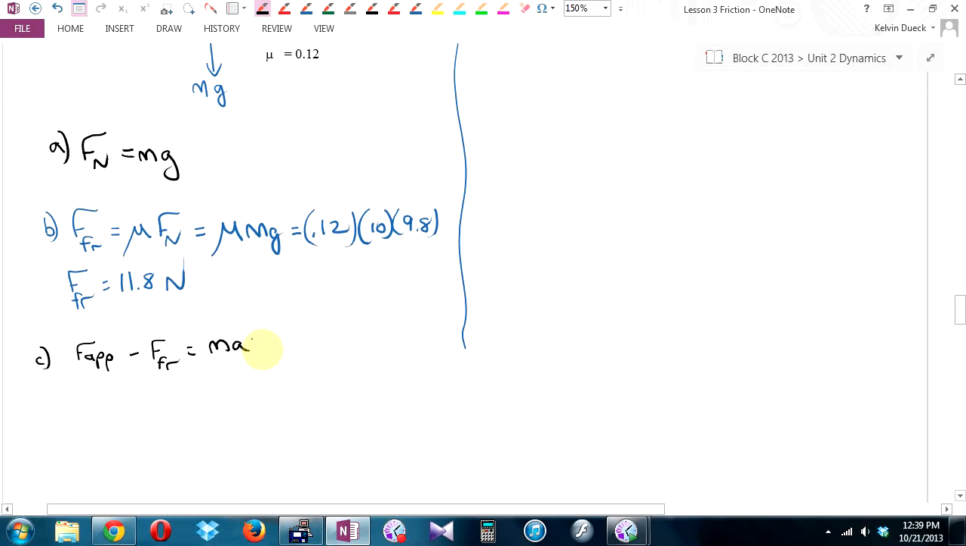Peter, what does D want me to find? I see an acceleration in my equation. How to get the A by itself? I heard you say divide by M, yeah. So if I hear you correctly, and I think I do, A equals applied minus friction divided by mass. I'm not going to memorize that equation. I can derive it in 2 seconds. And it's different for every single situation anyways.